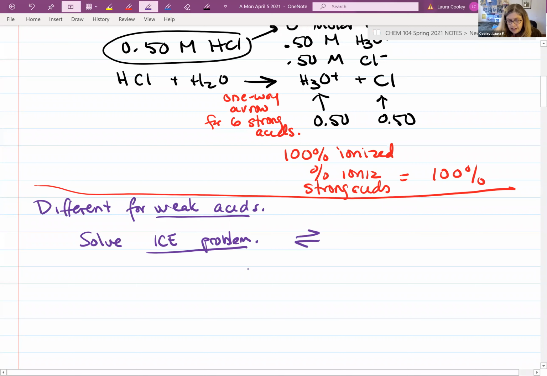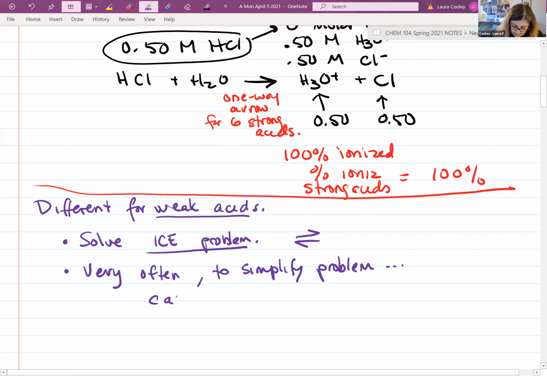All right. But I want to tell you that it's not quite as hard as some of the ones in the equilibrium unit, because very often, what can you do to simplify the problem? Anybody remember? You can do something about the X. What can we do about the X?